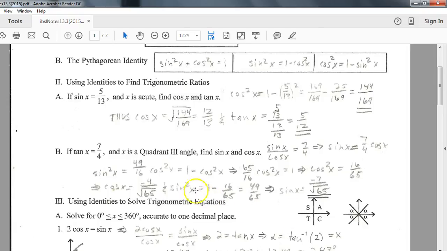But if we go back up to these guys, so again, we know tangent is sine over cosine. So if sine over cosine is equal to the tangent, 7/4, do a little cross multiplying here.